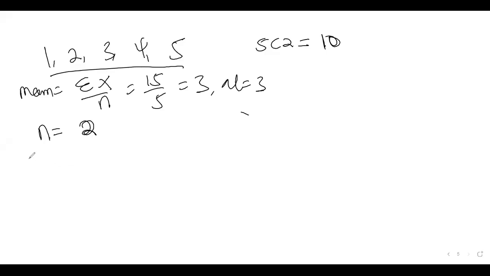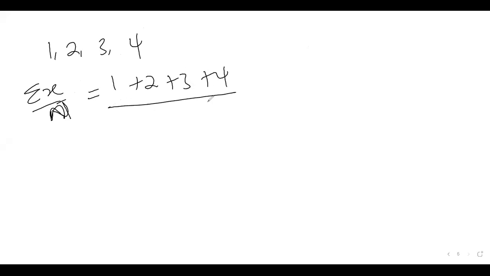But you see, let's use a simpler example. With 5 figures and 10 pairs, the calculation will be too much. So let's assume these figures rather: 1, 2, 3, and 4. The mean will be sigma x over n, which is 1 plus 2 plus 3 plus 4 all over 4, which is 10 over 4, and the answer is 2.5. So this is the population mean. We are going to choose all possible samples of size 2 from this population.